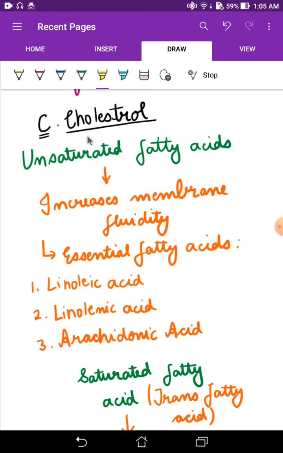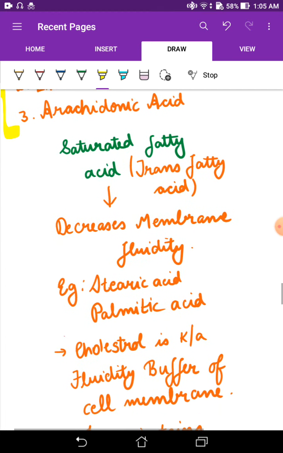We have two kinds of fatty acids, the unsaturated fatty acids and the saturated fatty acids. The unsaturated fatty acids are the good ones. They increase membrane fluidity. These are the essential fatty acids: linoleic acid, linolenic acid, and arachidonic acid. These three are the essential fatty acids, meaning they increase fluidity. Whereas the second one is the saturated fatty acid. These are also called trans fatty acids. They decrease membrane fluidity. Two examples are stearic acid and palmitic acid.